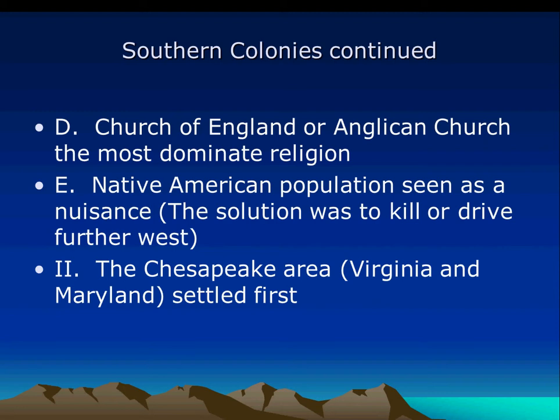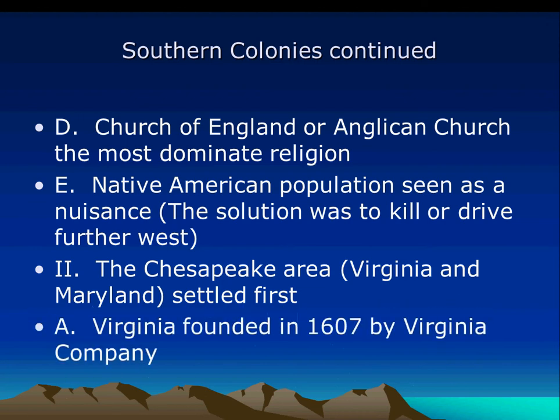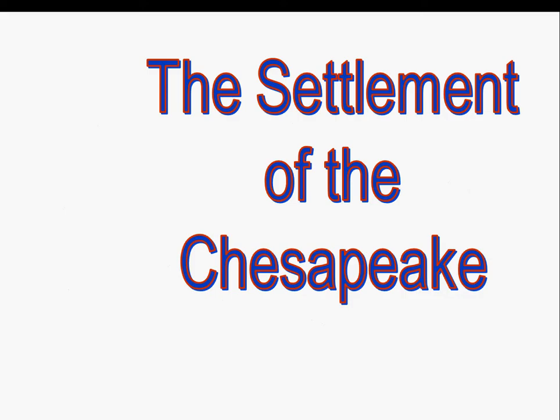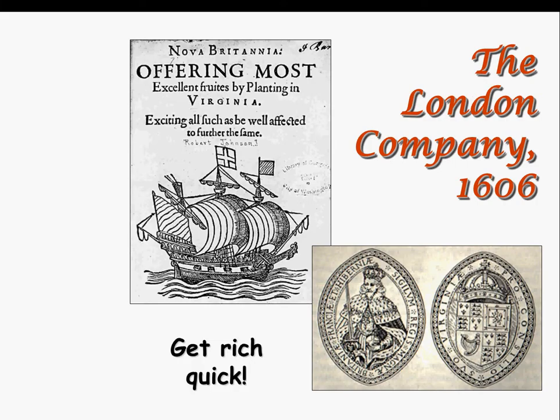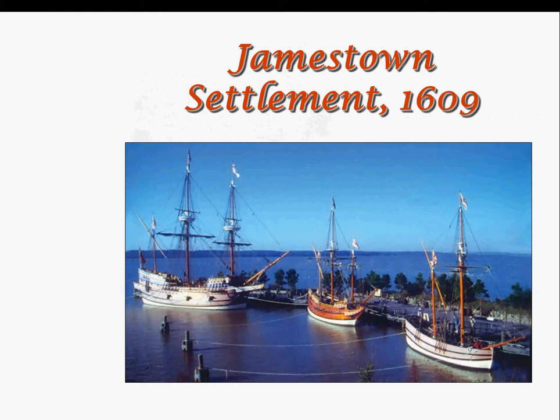In this, we're talking about Virginia and Maryland. Virginia was founded in 1607 by the Virginia Company or the London Company, and here was the settlement of the Chesapeake. Basically, the London Company or the Virginia Company wanted to get rich quick, and they wanted to cash in on the gold that the Spanish had already been bringing back from the New World.